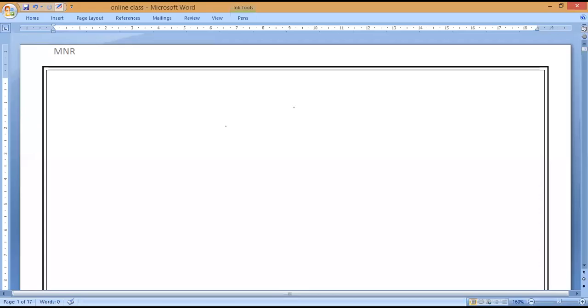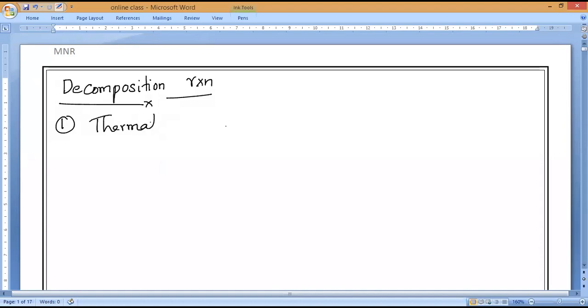So, as you all know, presently we are studying the second type of reactions. What is the second type of reactions? Decomposition reaction. In decomposition reaction we have three types. In the last class we already completed the first type, which we call thermal decomposition reaction. Clear? Thermal decomposition reaction means with the help of what?